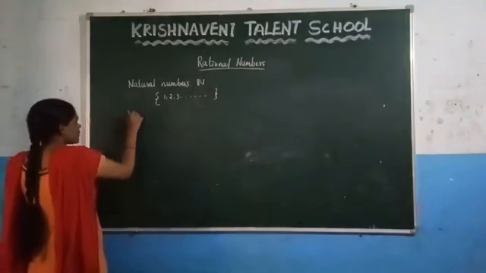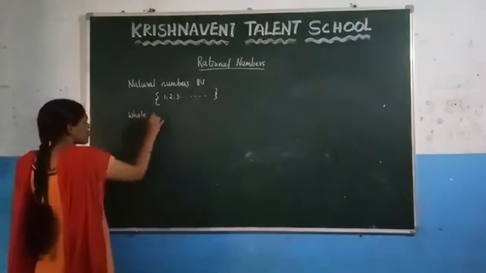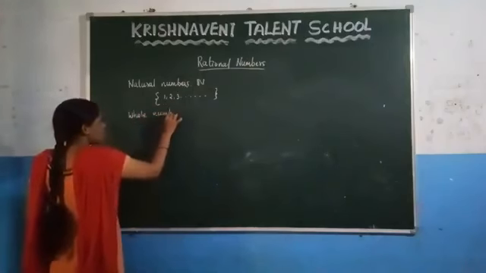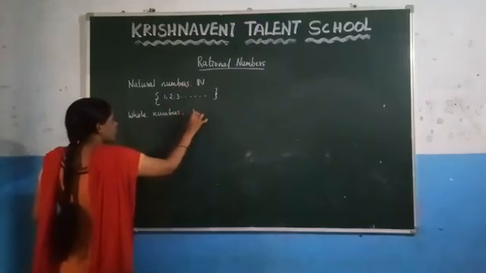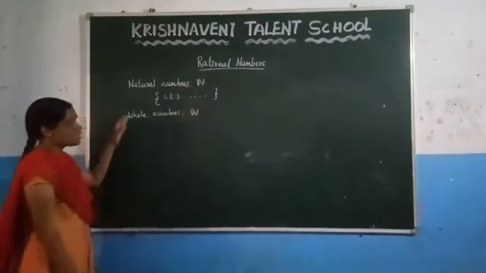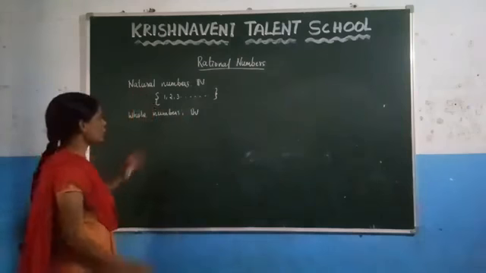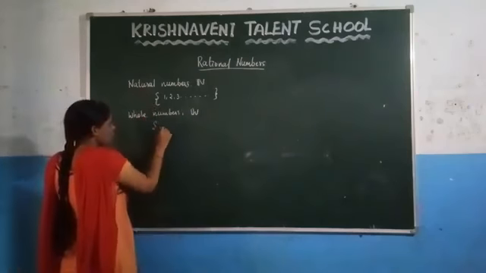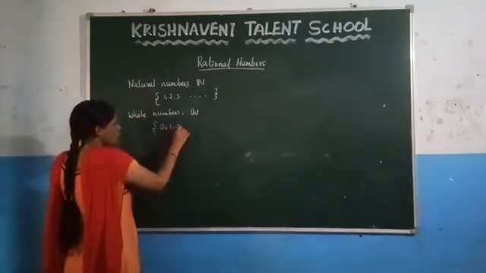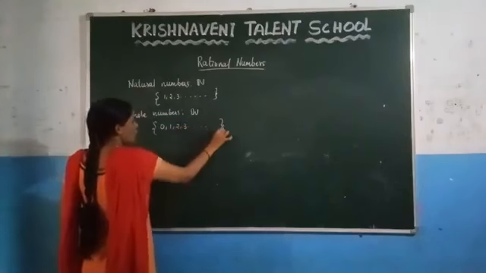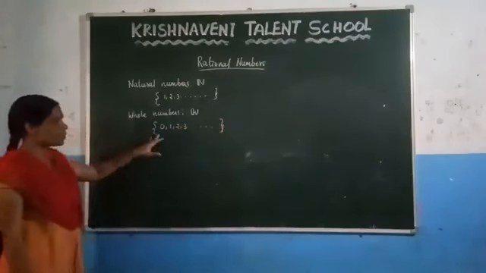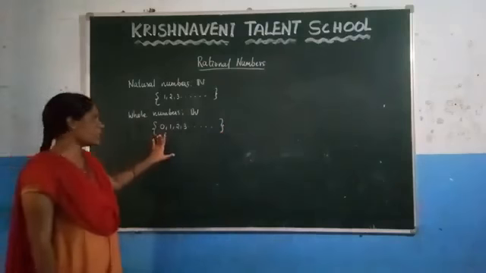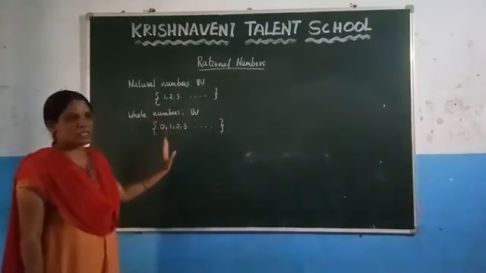The next number system is whole numbers, and the whole numbers are denoted by the letter W. If you add 0 to the natural numbers, we will get the whole numbers. So the whole numbers will start from 0, 1, 2, 3 and so on. What is the smallest whole number? 0 is the smallest whole number and there is no largest whole number.